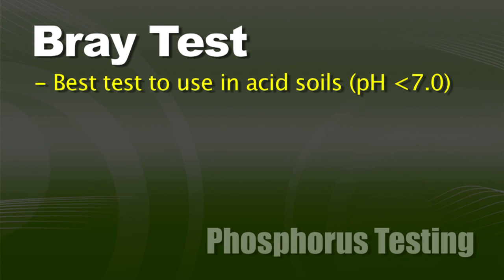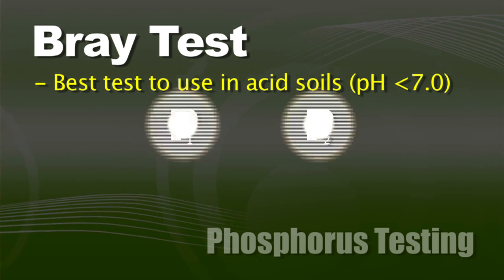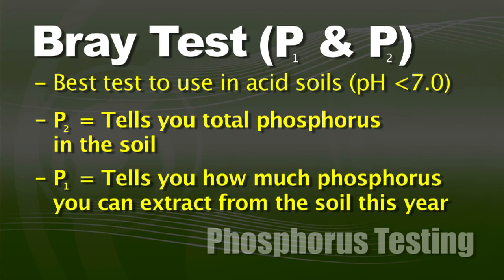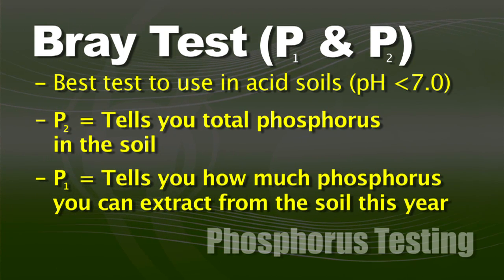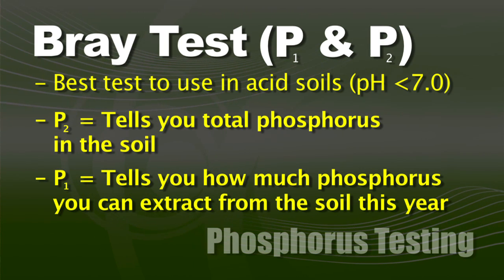But there are actually two different Bray tests. There's a P1 and a P2. The P2 tells you the total amount of phosphorus out in the soil. The P1 tells you how much you can extract this year. So you've got kind of available phosphorus in the P1, total phosphorus in the P2.